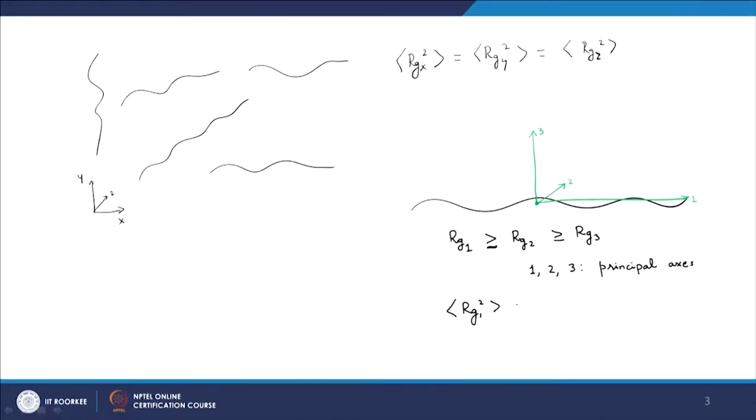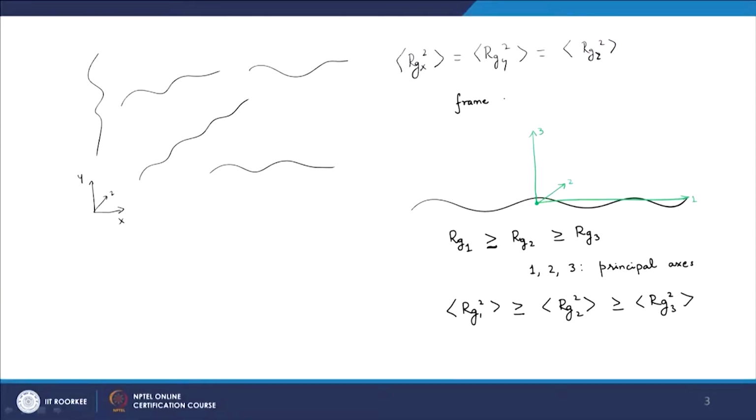So, in that sense, if I take an ensemble average, the ensemble average of Rg1 squared must be higher than or equal to Rg2 squared, which must be higher than or equal to the ensemble average of Rg3 squared. Okay. So, this is one point, that we must fix our frame of reference to the polymer chain.